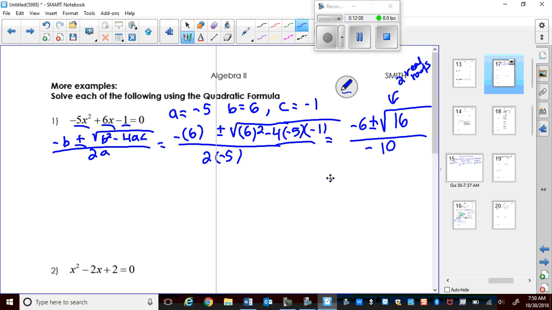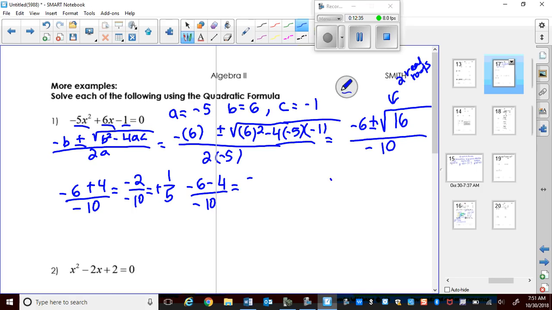Okay, so simplifying, I get negative 6 plus 4 divided by negative 10. And over here, I have negative 6 minus 4 divided by negative 10. So simplifying, I get negative 2 over negative 10, or positive 1/5 for my first one. And over here, I get negative 10 divided by negative 10, or positive 1 for my second root. If I'm going to write this out in the correct way, you'll write x equals, curly bracket, 1/5, comma, positive 1. And here's my final answer.